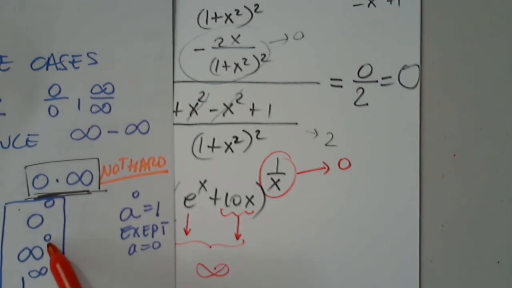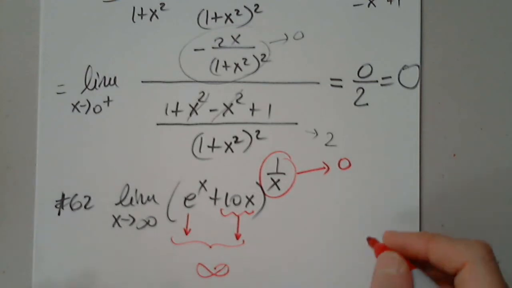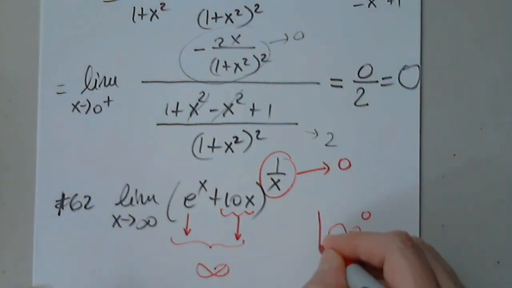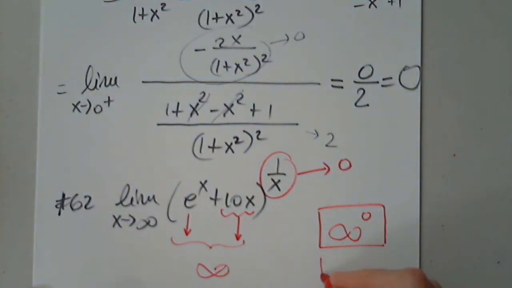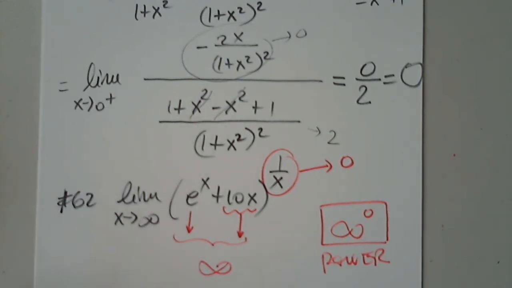Infinity to the power 0. That's it. Do not conclude anything. Anything can happen. So this is a power. We like ratios, we like products, even infinity minus infinity, but power is not that much.